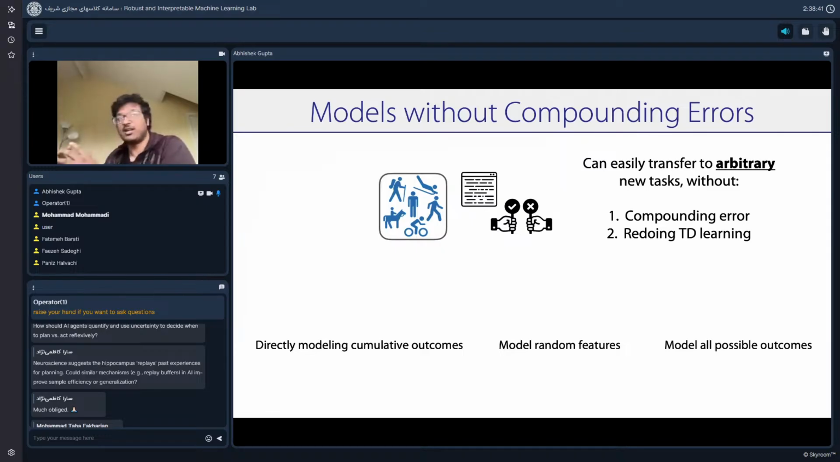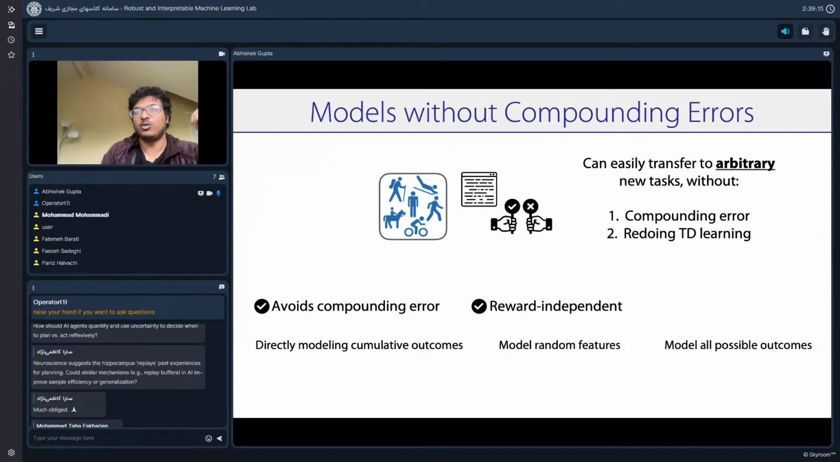So let's skip to this, but the key element of this is saying that you have a new class of world models that are directly predicting cumulative outcomes in the future. This is nice because you're avoiding compounding error. And normally, if you had to use offline RL for many different problems, you would have to redo the whole TD learning. You have to redo offline RL for problem one, and for problem two, and for problem three, and for problem four. Right? So you have a transfer process that is avoiding compounding error and avoiding redoing TD learning. And the key insights are you directly model cumulative outcomes, you model random features rather than modeling a particular reward, and you avoid committing to a policy by modeling all possible outcomes in the world.